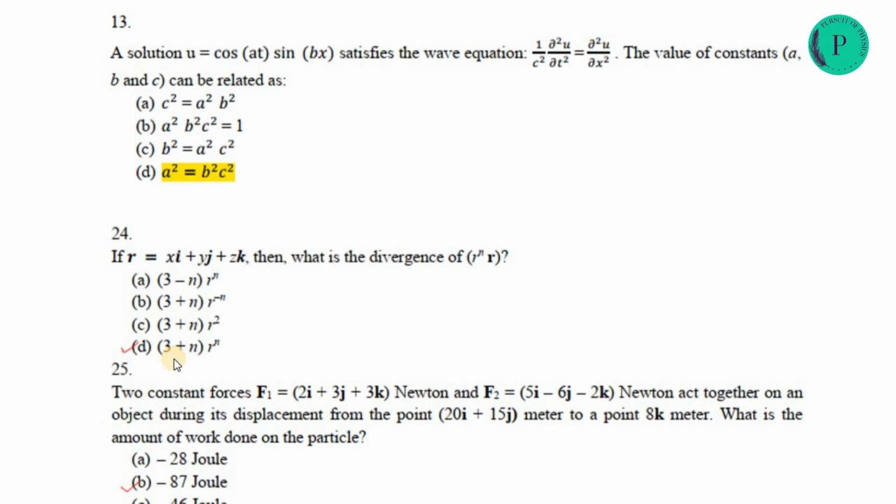The first question is a partial differential equation question, where u is given as u equal to cos at and sin bx. If you take the partial derivative twice, you get a square by c square equal to del u del x. If you take the partial derivative equal to b, so the answer is D.